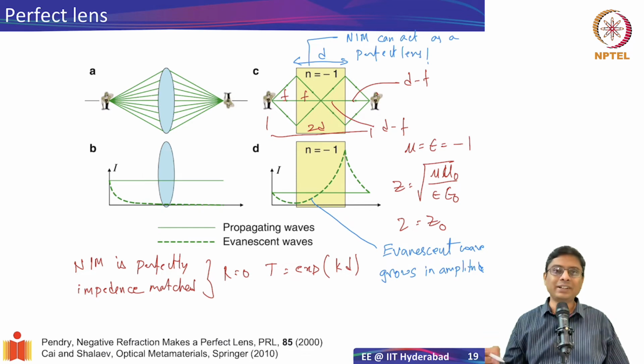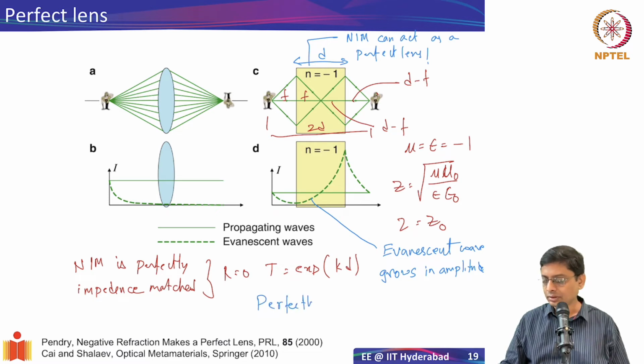But now if you have a negative index, the phase velocity is going to be opposite, and it turns out that we can actually show mathematically also that the evanescent wave is getting amplified inside the negative index medium, and then after that again it decays. Eventually you get the same amount of information as was there at the object. So the perfect lens, which is simply a slab of negative index medium, can actually perfectly image an object.